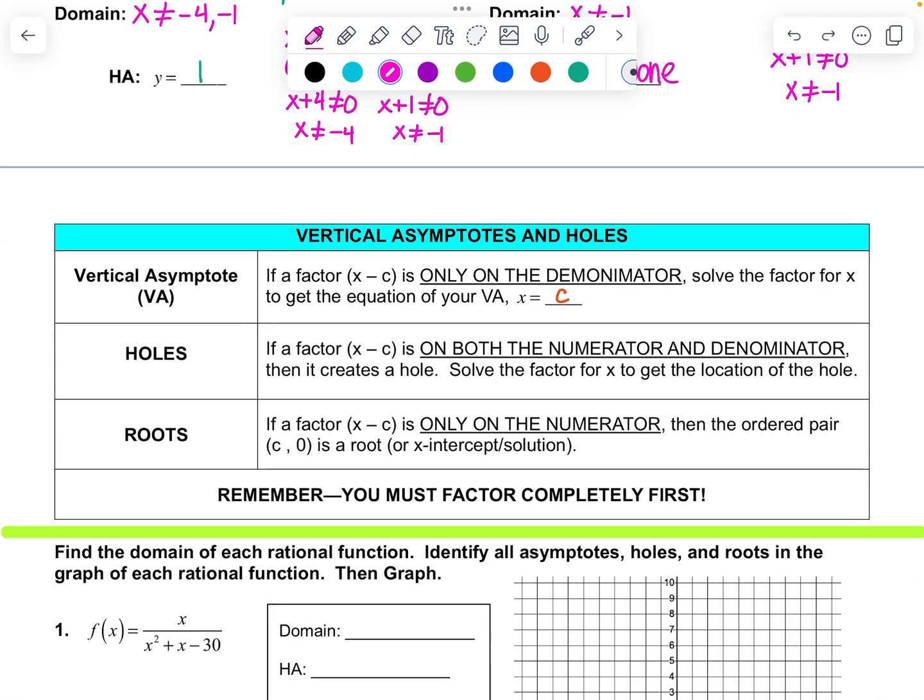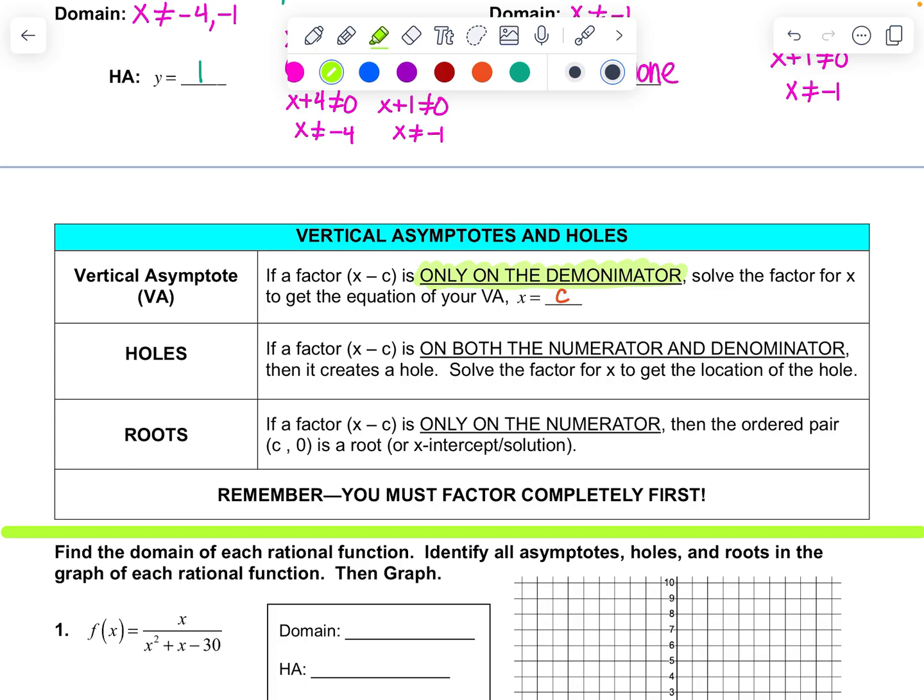Now going to vertical asymptotes. This creates a few different things on our graph. So we have a little bit more to talk about than just our vertical asymptotes. But once we have all this information, we'll see how it all comes together on our graphs. So if we have factored everything in our function, and we have a factor that is only in the denominator, that means that whatever we get there, when we solve that factor, is going to be our vertical asymptote.